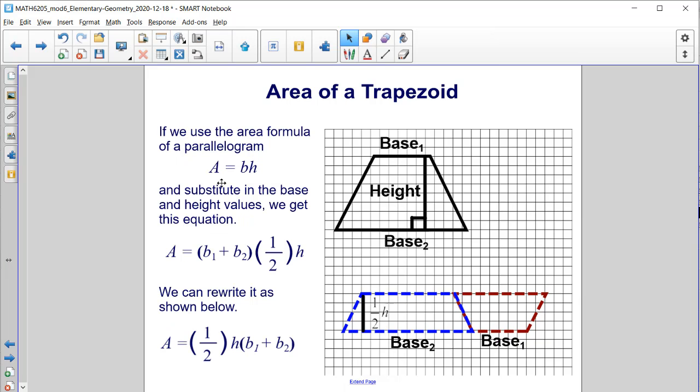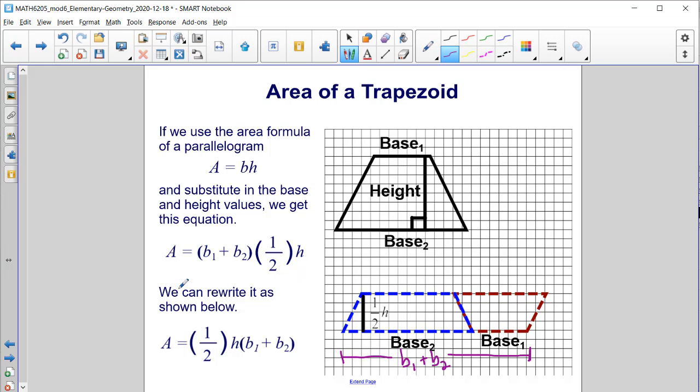If we use the area formula for a parallelogram, which is area equals base times height, and we substitute in the base and height values that we found, which are, this was base 1 plus base 2, or base 2 plus base 1, and for this entire base, so in for this B we put base 1 plus base 2, and then for this height, it's 1/2 of the trapezoid's height, fill that in, we get this equation.